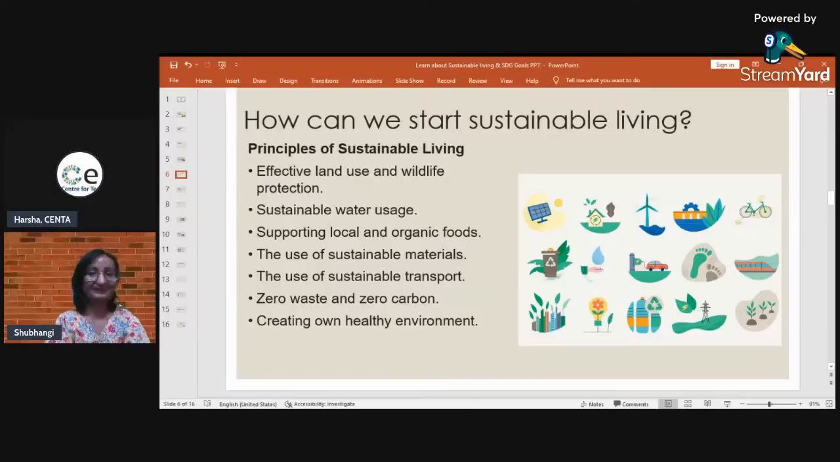Feeding stray animals, then zero carbon, zero waste, zero food waste, then sustainable water usage, use things which have more energy and low pollution, recycling waste material, avoid food waste.